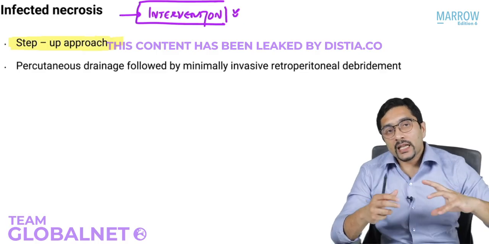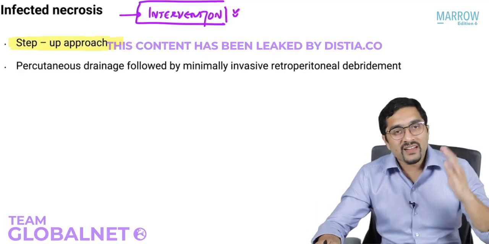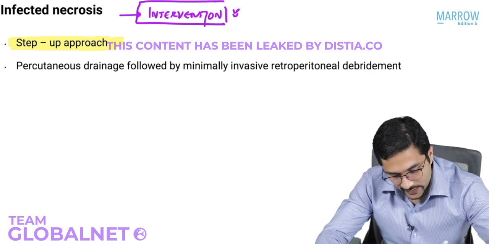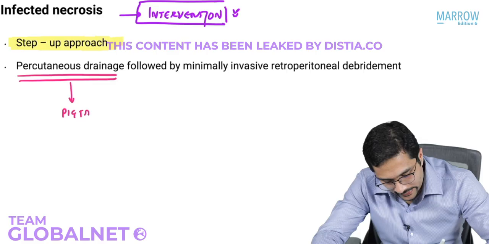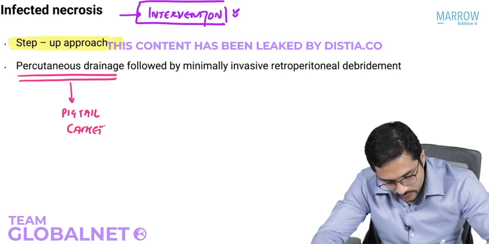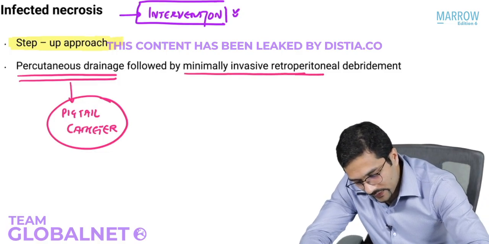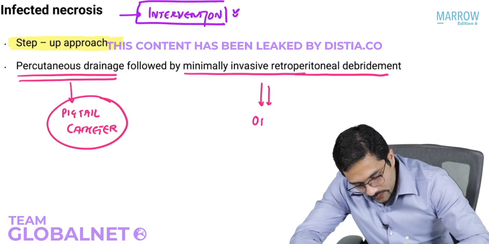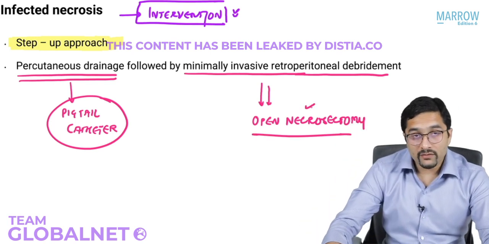Because it was seen that if early open interventions were being done, there was very high mortality in patients with pancreatic necrosis, which is why the step-up approach says that first you do percutaneous drainage, right? And this we know can be done using a pigtail catheter. So under image guidance, we put in a pigtail catheter and drain the necrosis. This is followed by minimally invasive retroperitoneal debridement. And if this also does not work out, then we can do open debridement, open necrosectomy. But like I told you, open necrosectomy has a very high mortality rate.